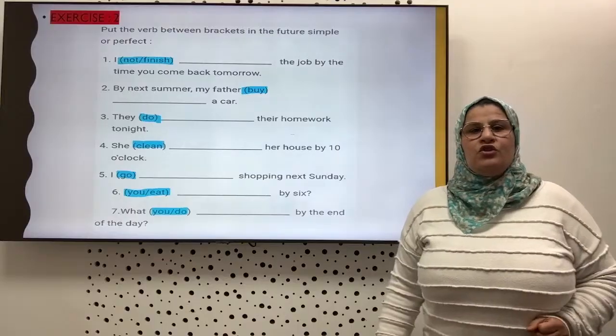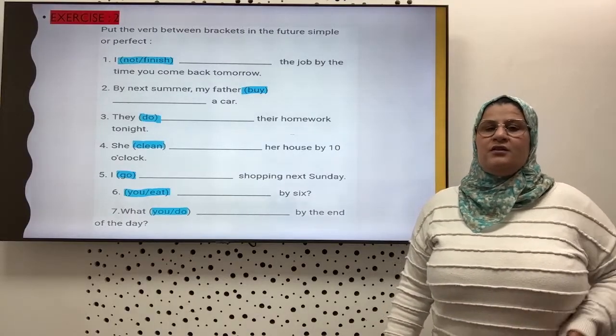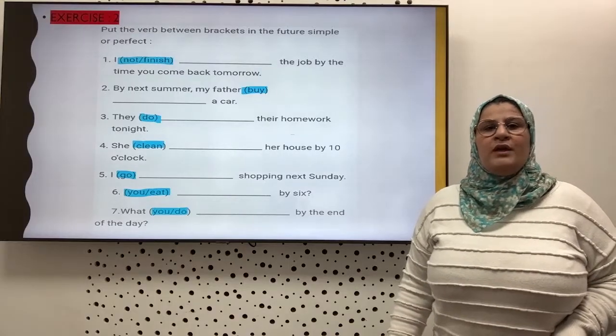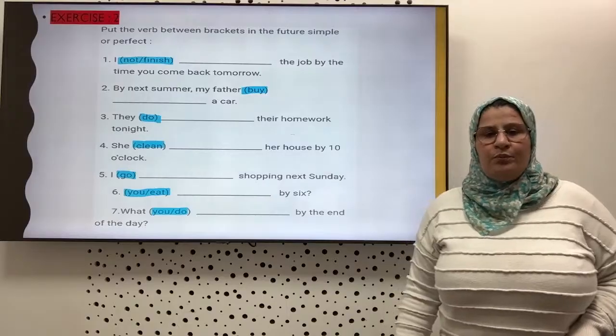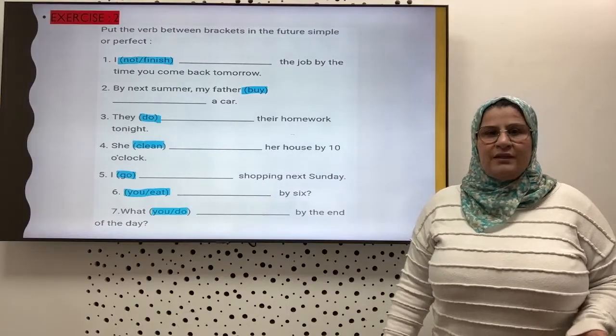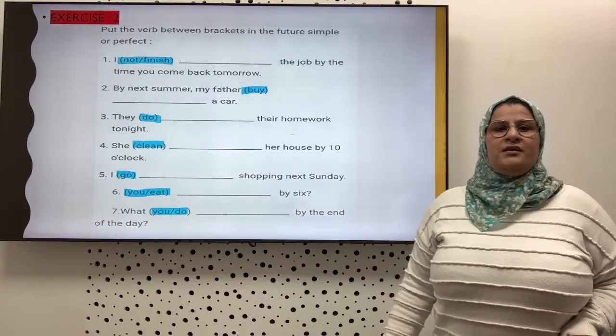Number 4, "she verb to clean the house by 10 o'clock." So "by 10 o'clock" is another indicator of the future perfect. She will have cleaned her house by 10 o'clock. Number 5, "I verb to go shopping next Sunday." So "next Sunday" is future simple: I'll go, or I will go shopping next Sunday.